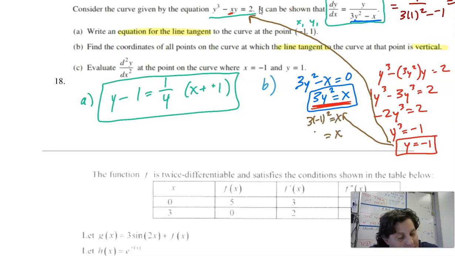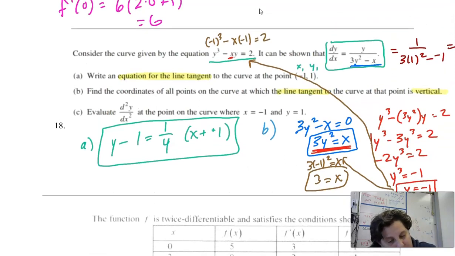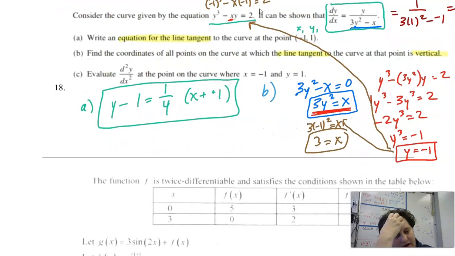When y is negative 1, x should be 3. Let me just see if it works up here, though. If y is -1, then -1 to the third is -1. Negative times negative is plus x equals 2, and if I add that over, x equals 3. So you can go into the derivative or into the original function; either case will get the point (3, -1). It says to find all of them, but this is the only one. So the only point is (3, -1).